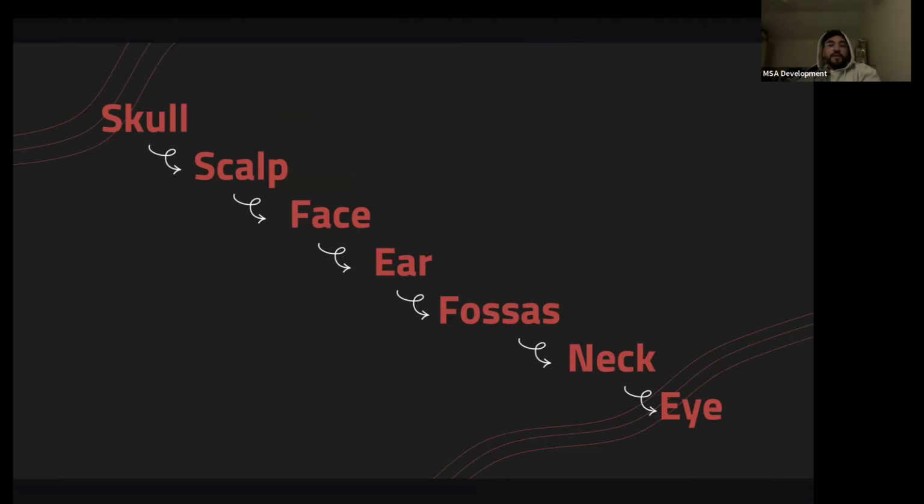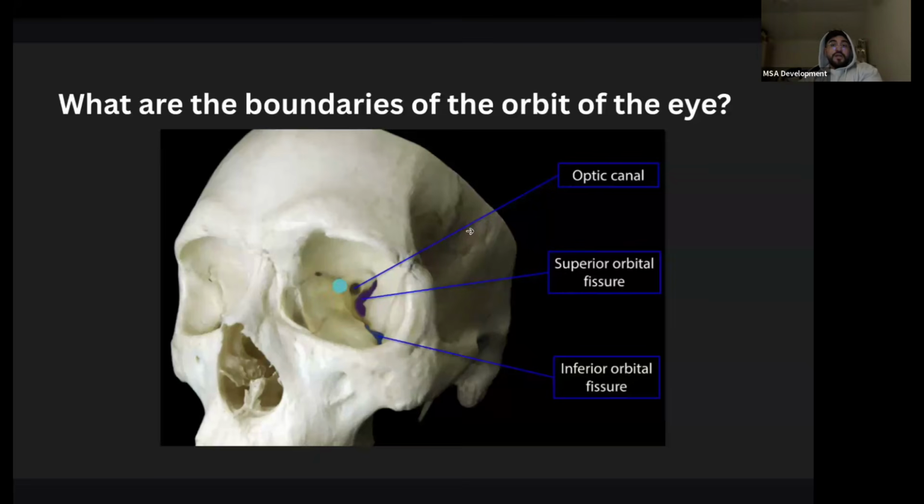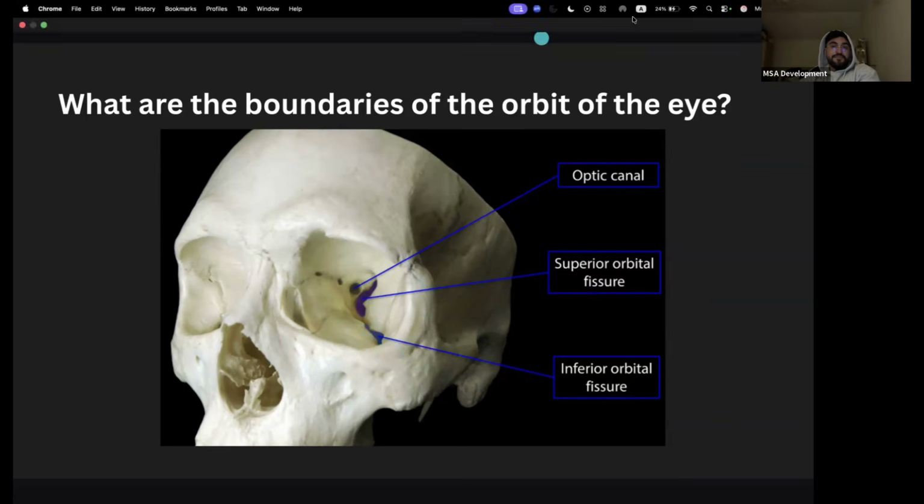Okay, and now we reach our final part, which is the eye. Before we dig into the boundaries of the orbit of the eye, I would love that you guys appreciate these high yield fissures and openings within the orbit. We have the optic canal, where the optic nerve passes through. We have the superior orbital fissure, and we have the inferior orbital fissure. Okay.